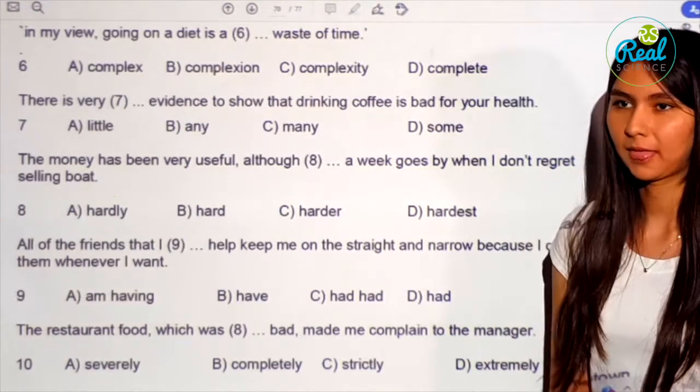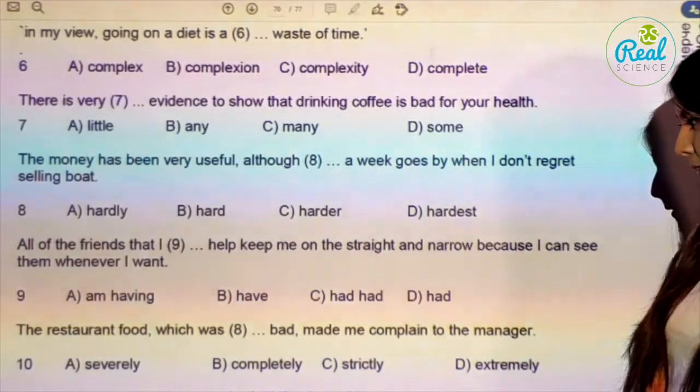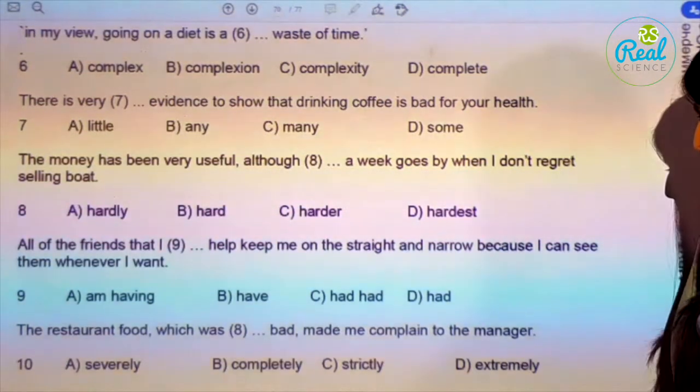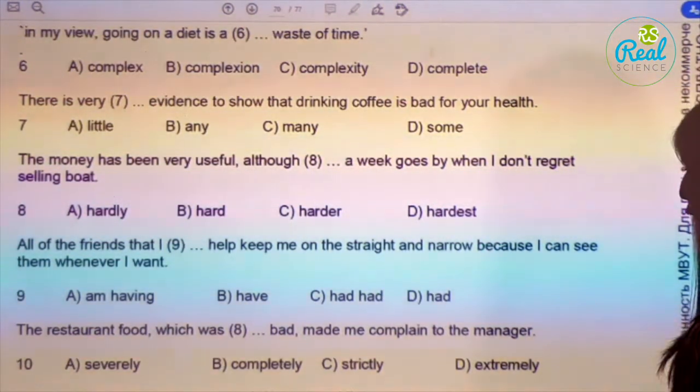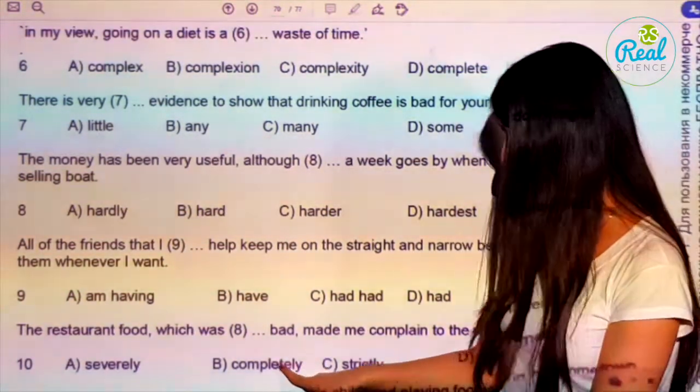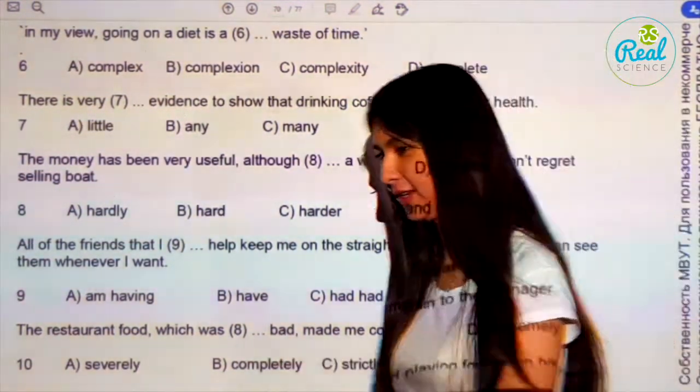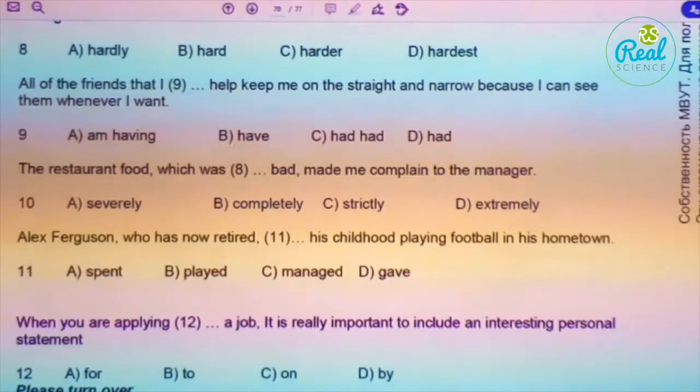The restaurant food, which was completely bad, made me complain to the manager. Yes, completely is the best option. B1 is correct. Nice. So let's continue.